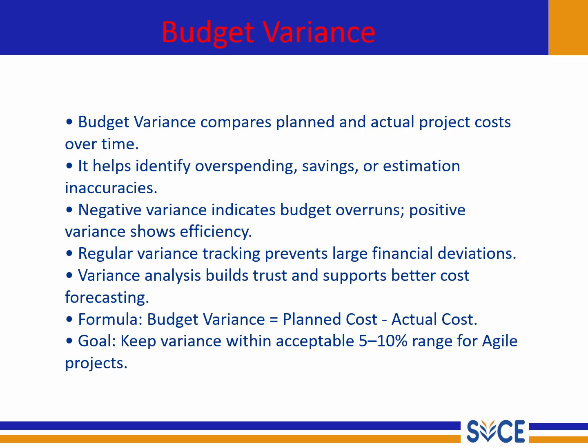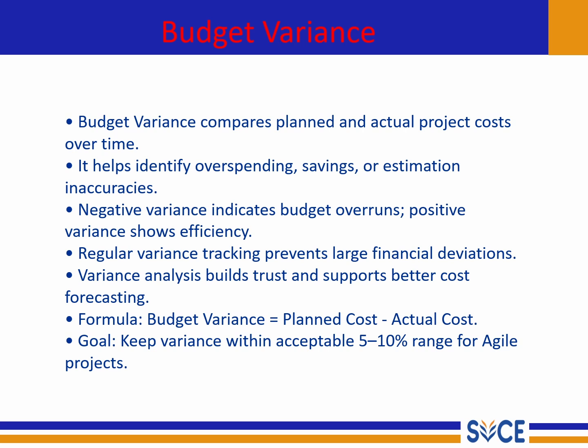Budget variance compares the planned and actual project cost over time. It helps identify overspending, savings, and estimation inaccuracies. A negative variance indicates budget overruns. A positive variance shows efficiency. Regular variance tracking prevents large financial deviations. Variance analysis builds trust and supports better cost forecasting.